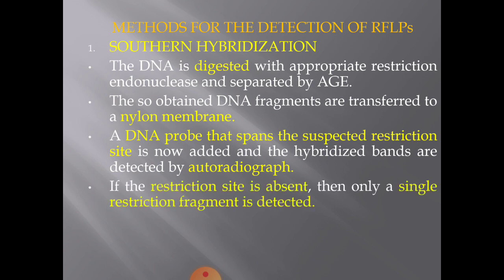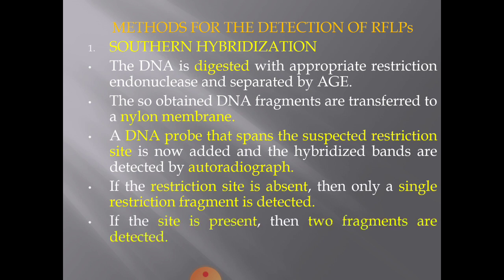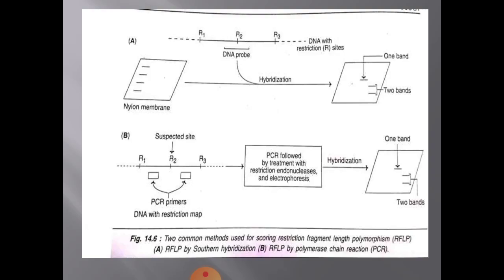Then, if the restriction site is absent, say for example inherited mutation or something else, then you will get only a single restriction fragment, okay. On the other hand, if the site is present, you will get two fragments. This is what happens during southern hybridization. Let us see the slide now. You concentrate on the figure A, okay.